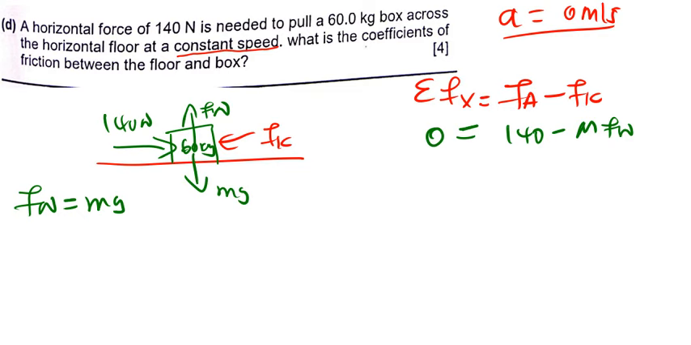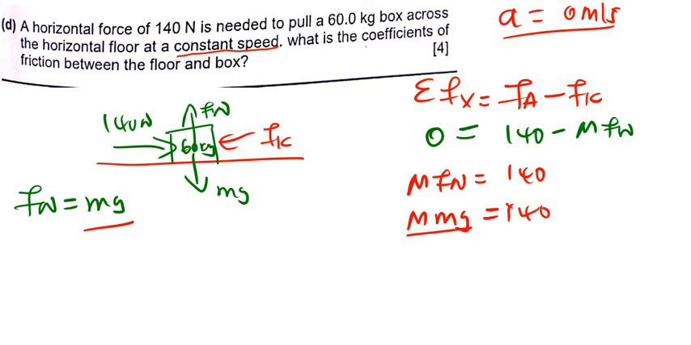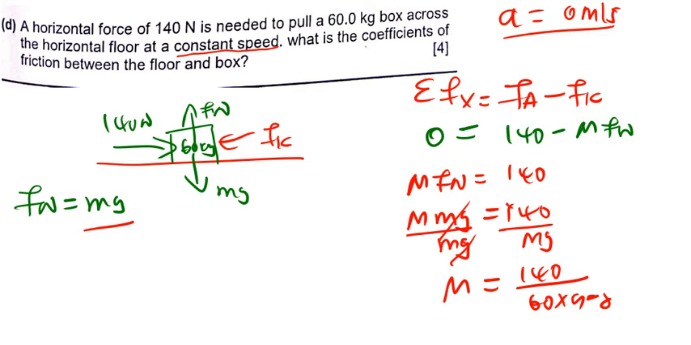So I'll shift this to the other side. It's the same as saying mu times Fn is equal to 140. Fn is mg, so mu times mg is equal to 140. Divide both sides by mg, so these will go. Mu will be equal to 140 divided by m, which is 60, times 9.8. Mu will always be less than 1, so the answer we are supposed to find here should be less than 1.